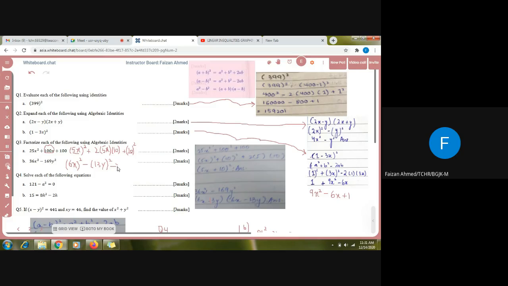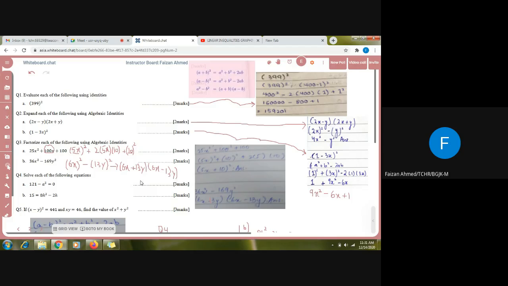The answer will be 6x plus 13y and the other one will be 6x minus 13y. Moving on to question number 4.